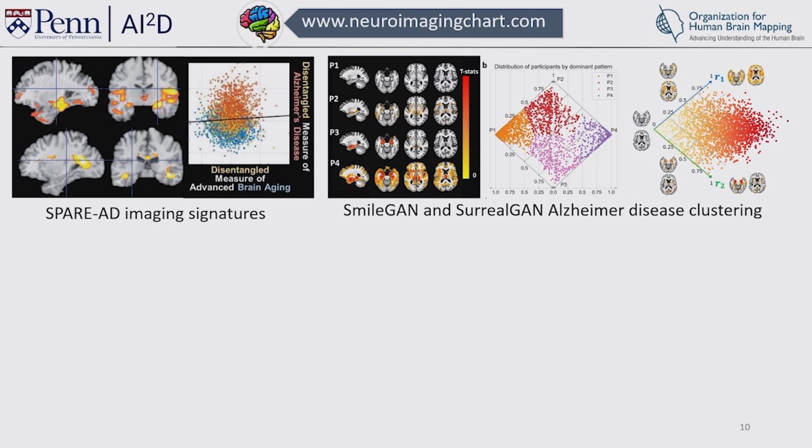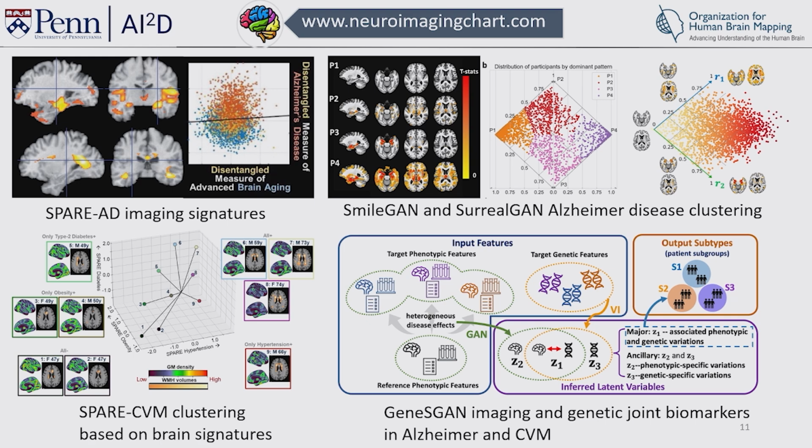We also have SmileGAN and SurrealGAN included in this, and these are semi-supervised methods for Alzheimer's disease clustering. And so we can see here there might be different subtypes of Alzheimer's disease, different presentations in different parts of the brain. And that's something that we have teased out with SmileGAN and SurrealGAN and included in our NiCHART biomarker set. In the context of other diseases, such as cardiovascular and metabolic diseases, we have our SPARE-CVM. And we can actually see here that different metrics of SPARE-CVM correlate with different diseases. And so these are imaging signatures in the brain that can be correlated with other biomarkers across the body.